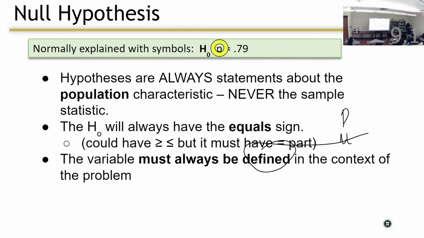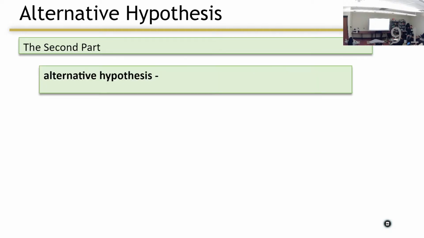Okay, everybody okay with the H naught? The null, the first part. The second part is called the alternative hypothesis. It's the alternative, and we're going to abbreviate it as H sub A. The H A. So we have an H naught and an H A.